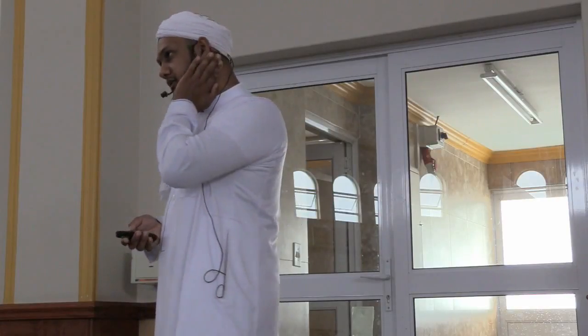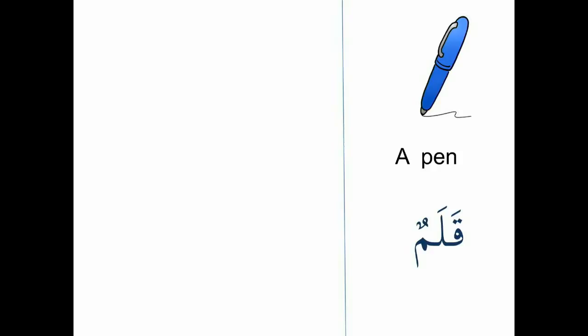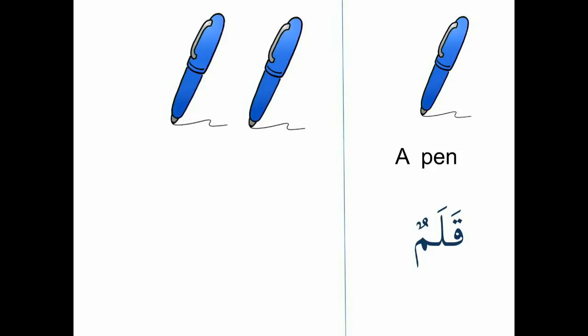If you look at the screen, what do you see there? You see a pen. In Arabic, what do you call that pen? Qalamun. That pen is called Qalamun. You all with me so far? How many pens do you see? One pen. Okay. Now, how many pens do you see now?